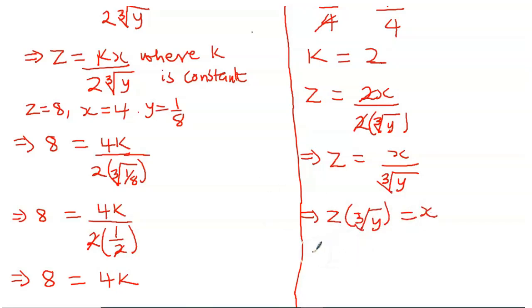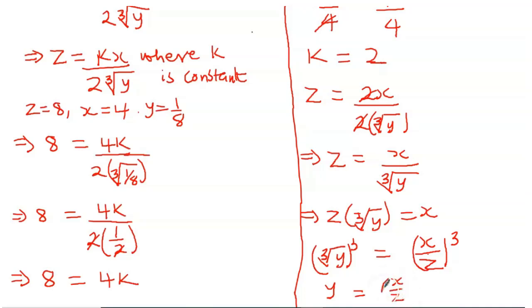We cross multiply, the cube root of y being equal to x over z. So if you want y, you need to cube both sides. Right? Therefore, our y is equal to x on z all raised to the power 3.